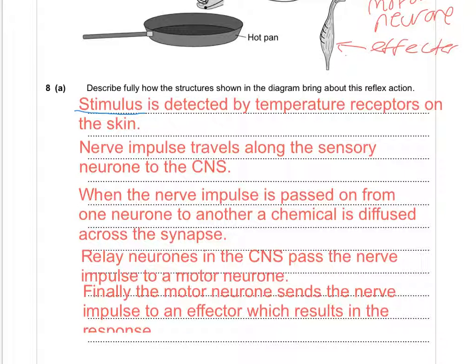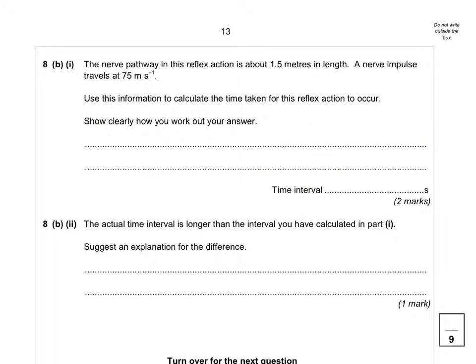The stimulus is one. Receptors is another. Those are the special cells that receive the stimulus from the environment. Sensory neuron. CNS, which stands for central nervous system. Synapse. Relay neurons. Motor neurons. And then finally effectors. So those are the keywords that you need to be mentioning for this sort of 6-mark question. Okay, moving on to the next page.